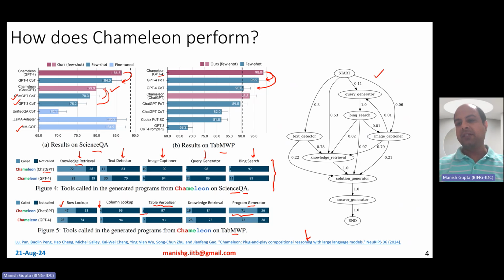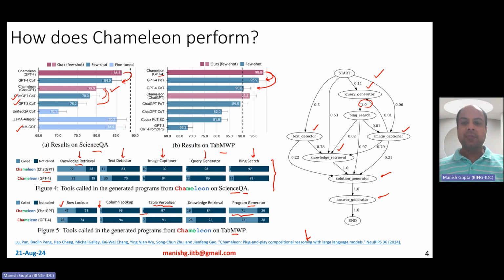So what do you see here? You see that all of those programs end with the answer generator, and that's mandated as well. So they should end with the solution generator and then the answer generator. And they can start at various places. They can start with knowledge retrieval, or they can start directly with query generation for Bing search. Of course, query generation should happen before Bing search happens. So therefore this probability is 1, which is good. And then you see text detection happens in 30% of cases, image captioning happens in 6% of cases, and so on.